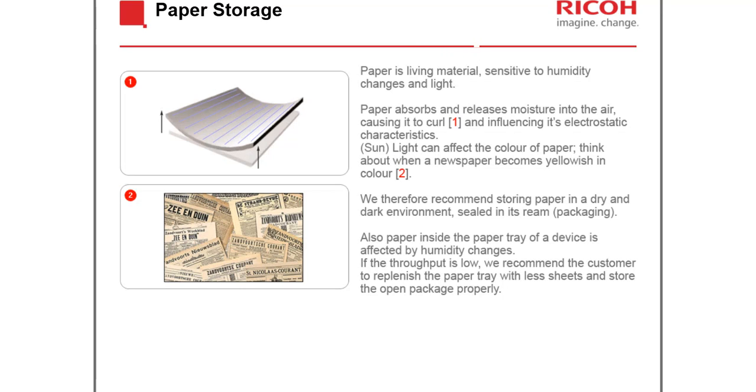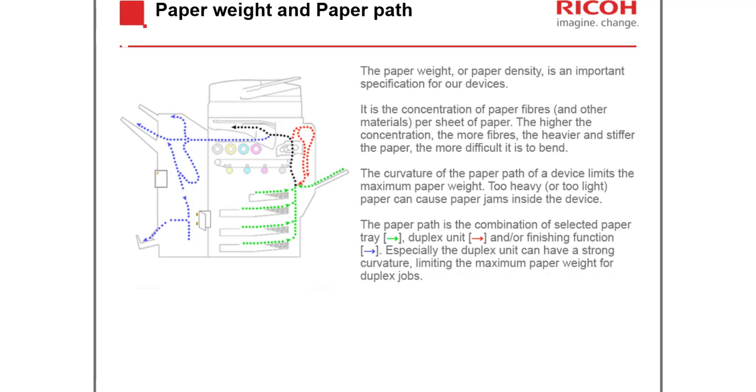Also, paper inside the paper tray of a device is affected by humidity changes. If the throughput is low, we recommend the customer to replenish the paper tray with less sheets and store the open package properly. The paper weight, or paper density, is an important specification for our devices. It is the concentration of paper fibers and other materials per sheet of paper. The higher the concentration, the more fibers, the heavier and stiffer the paper, the more difficult it is to bend.